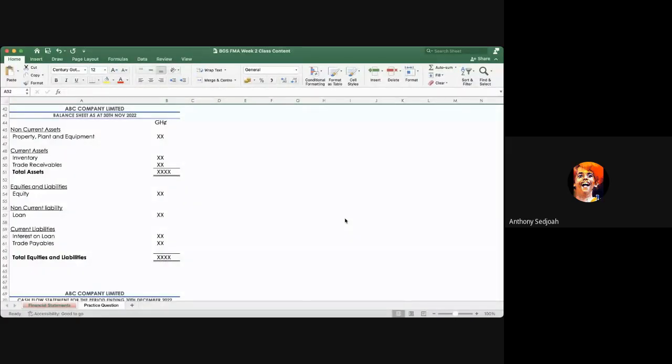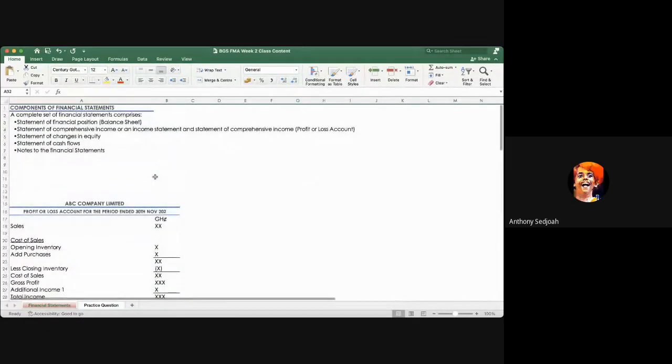Please let me know if you are seeing my screen. The Excel sheet with the financial statements format. Can you see my screen? Yes, yes. Okay.